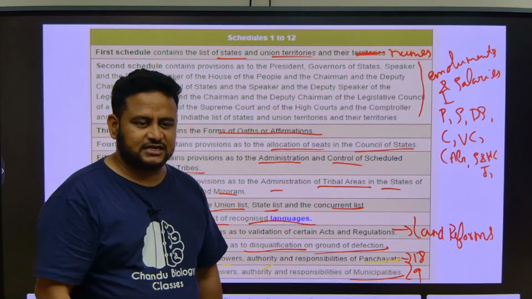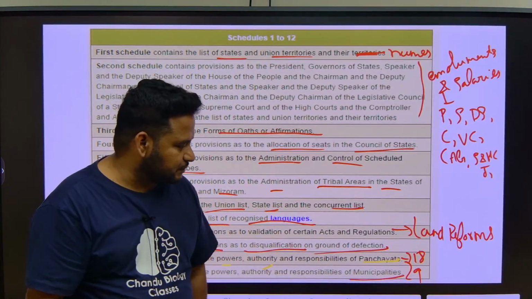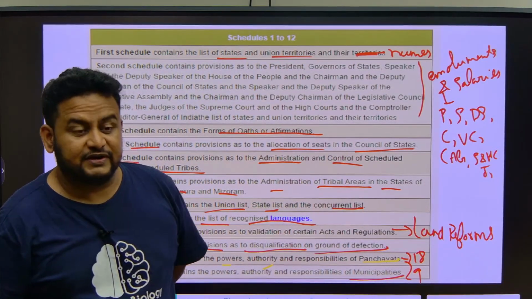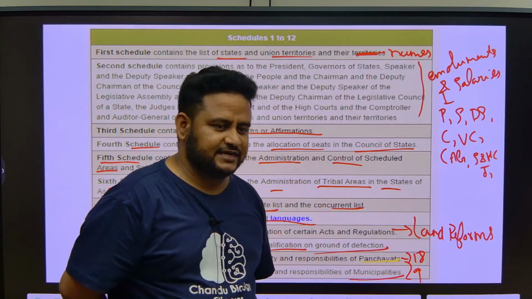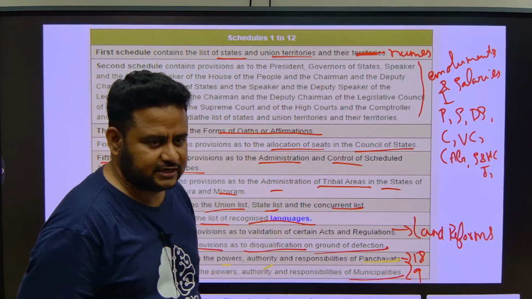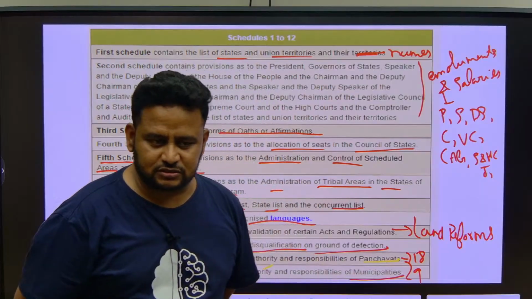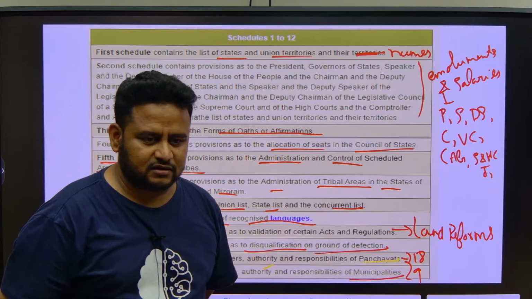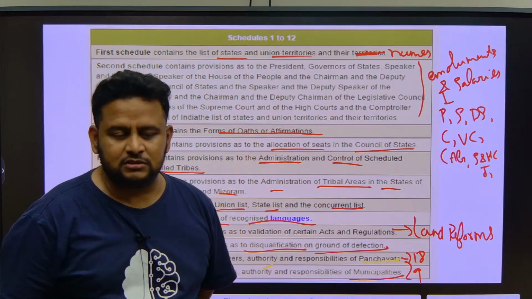12th schedule is talking about municipalities. It is having how many subjects? 29. There it is 18, here it is 29. Got it? Now I told you there are 8 schedules. Okay, then I told there are another 4 more schedules. We learned 12 schedules. So how to remember this?